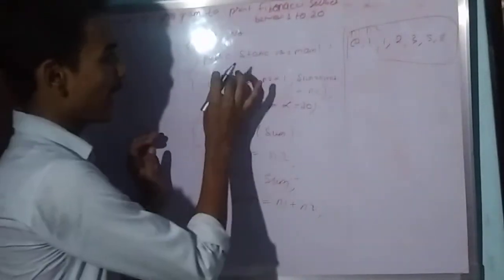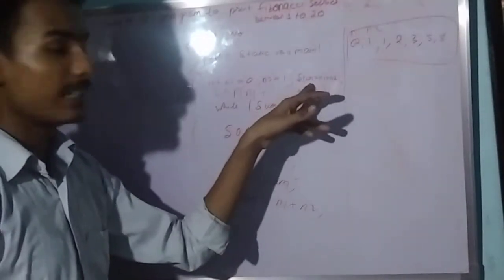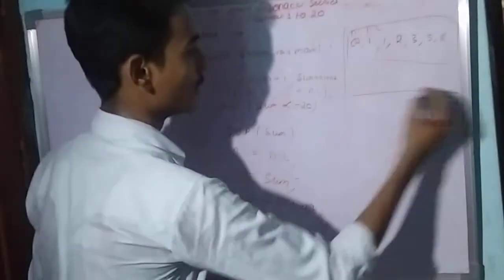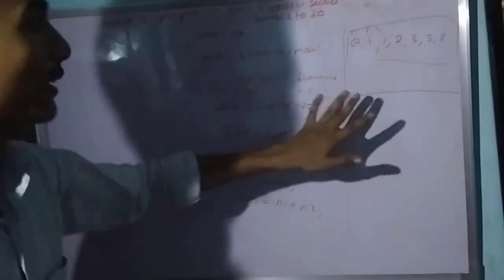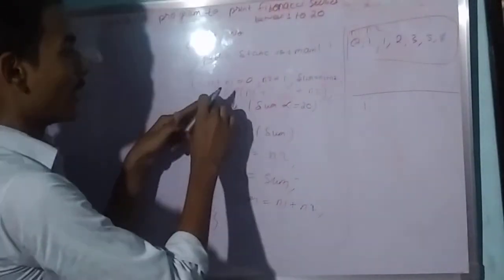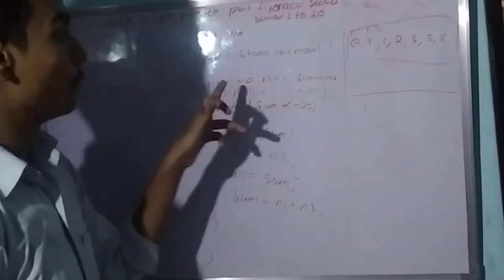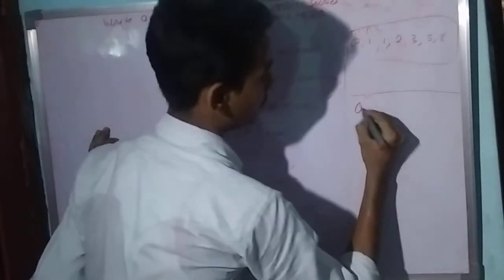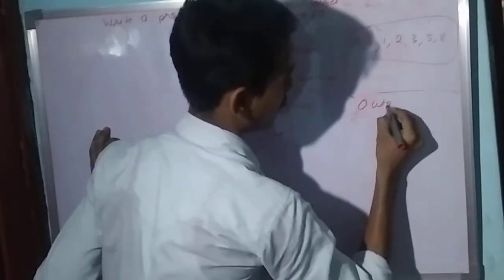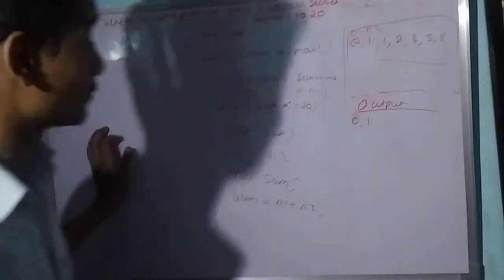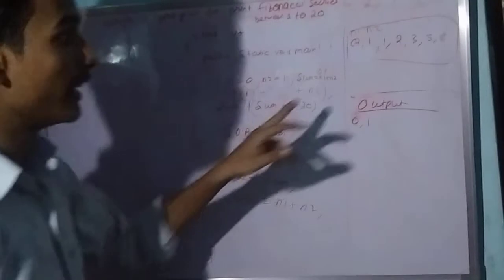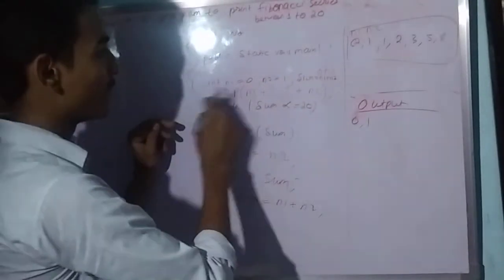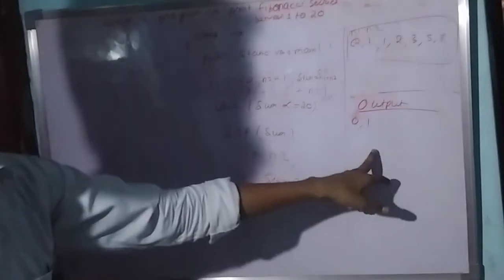See, first n1 value is 0 and n2 value is 1. In sum we will get n1 plus n2. n1 plus n2, what will we get? 1. In sum we are getting 1. Then first of all, System.out.print this value 0 and 1. Here I am adding the output 0, 1. Okay. Then sum value: we are adding 0 plus 1. It will equal 1.